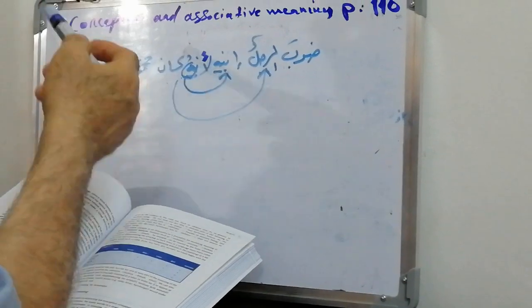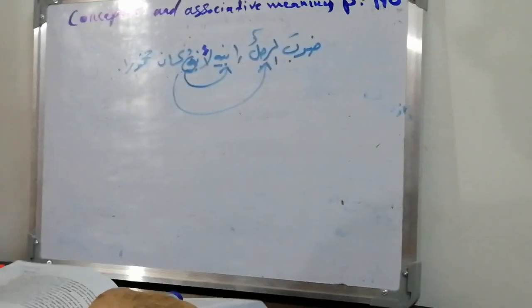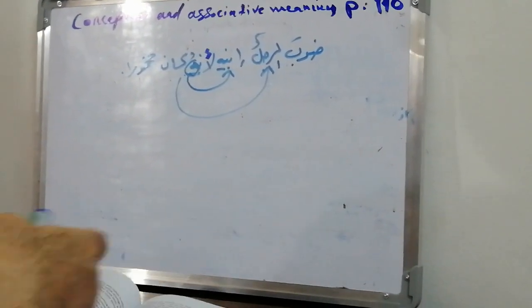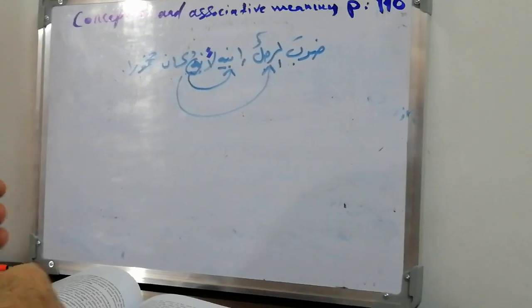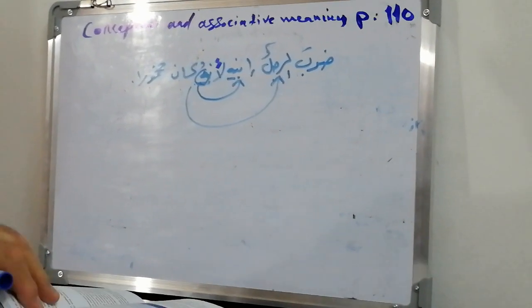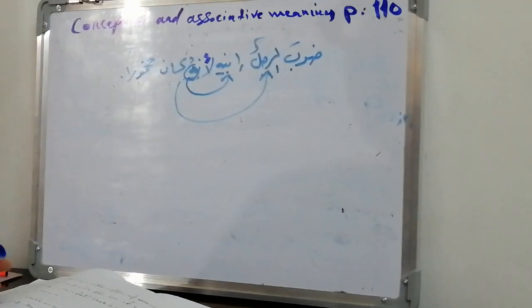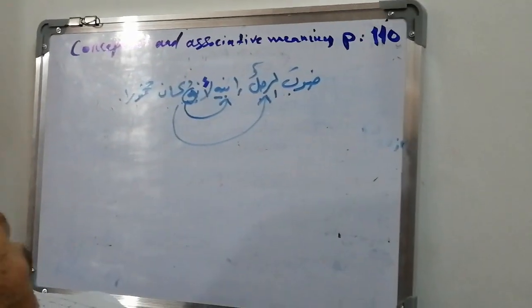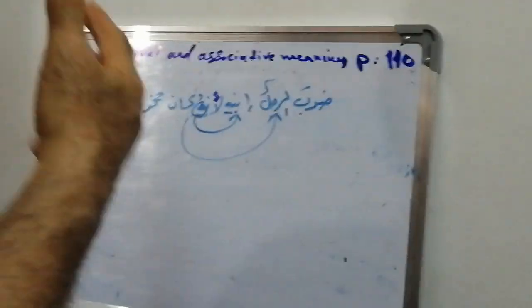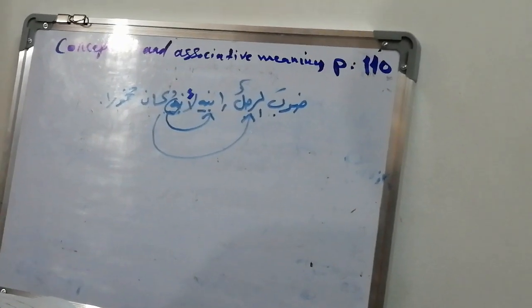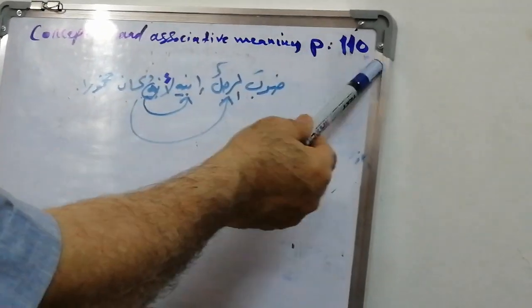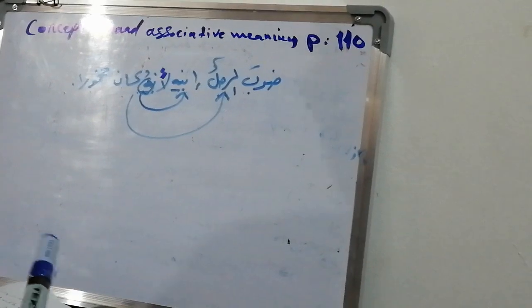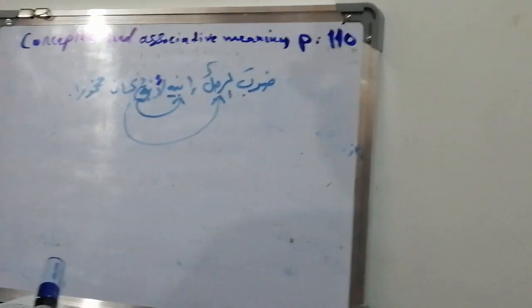This is just a point which I want to correct. Now today we are going to start with, as you can see here, conceptual and associative meaning. We deal with meaning. Yesterday we were dealing with syntax. Today we are dealing with semantics. You find this information, conceptual and associative meaning, on page 110.